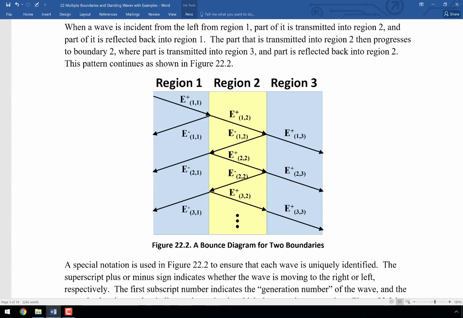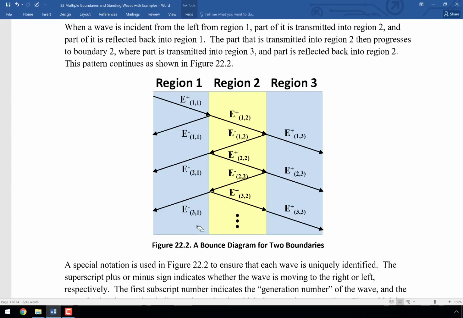Also notice the two subscript numbers. The second subscript number refers to the region. So you'll see here that, for example, the comma 1 is for region 1. Here the comma 2 means that this is in region 2, and then the comma 3 means that it's in region 3. So the second subscript references the region, but the first subscript references the generation.